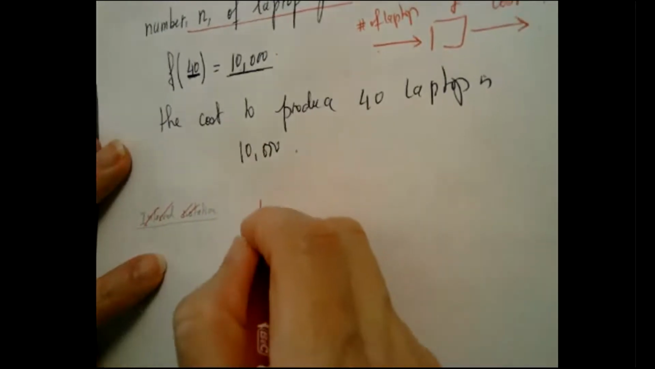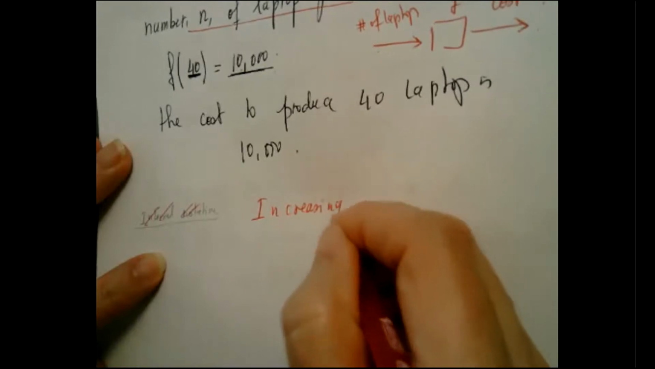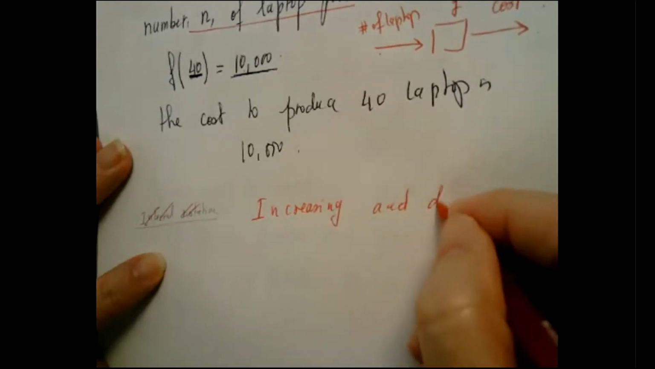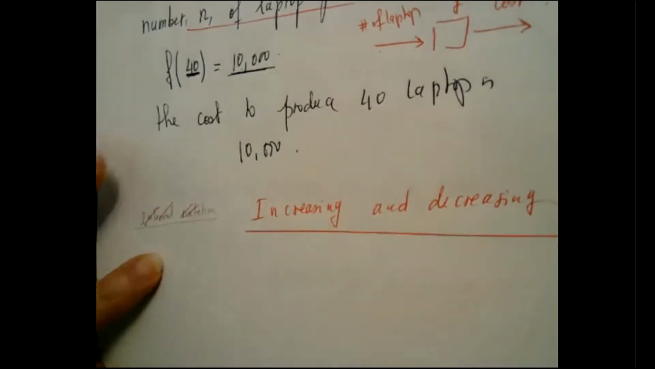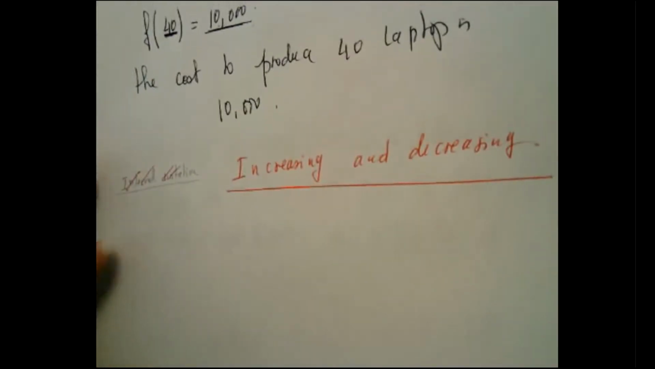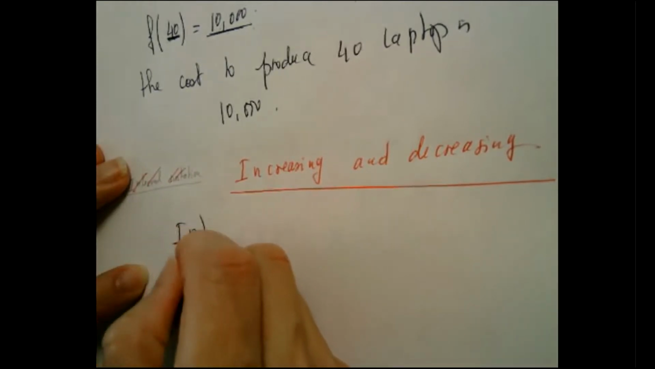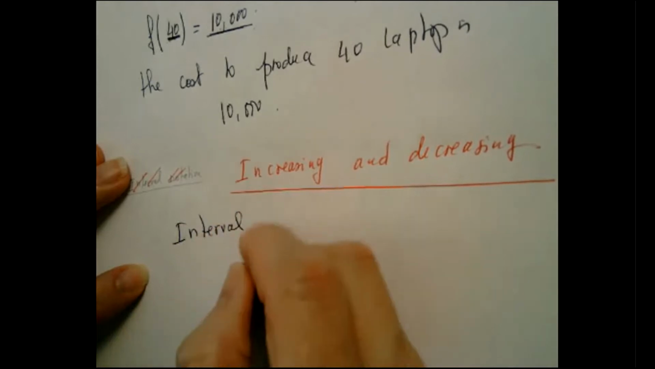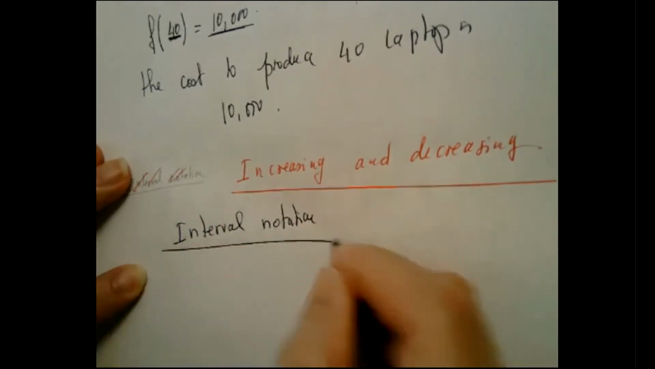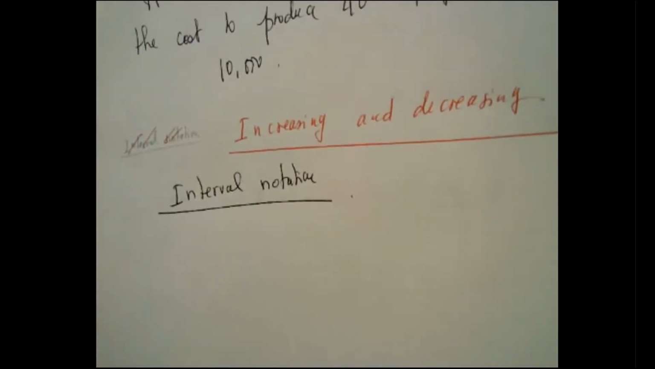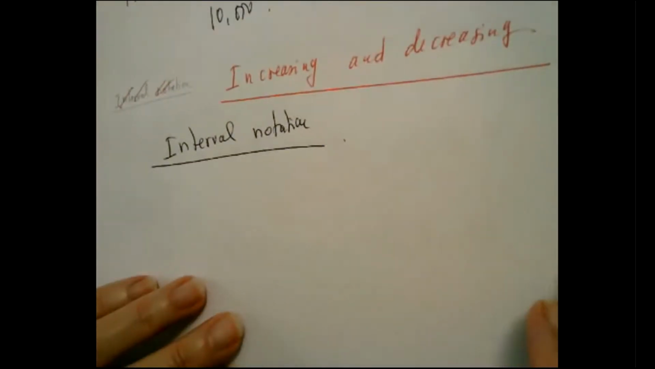So increasing and decreasing functions. But before we do that, we're going to review together what we call interval notation. So we're going to review interval notation, and then I'll go back to define this. Interval notation. Very good.